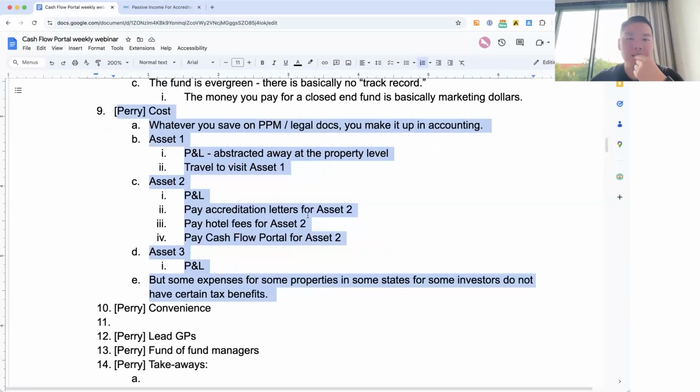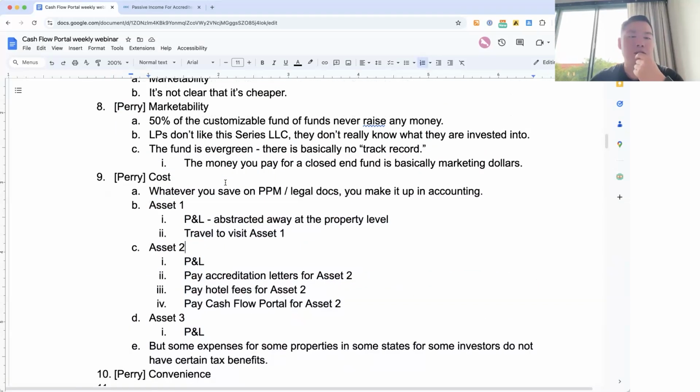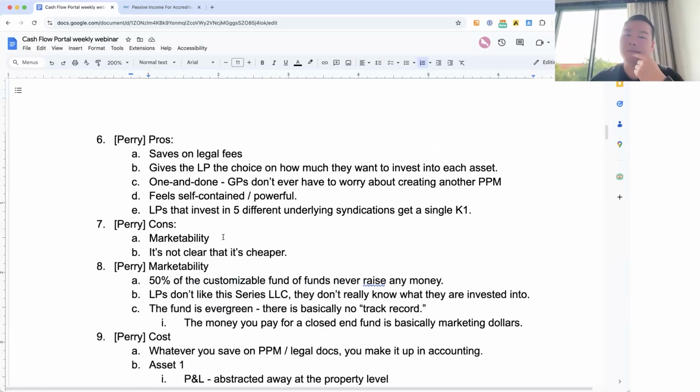Any comments or questions about customizable funds? Is this what you expect on the cost, or did you always think that it's cheaper with a customizable fund, and that's why people do it?